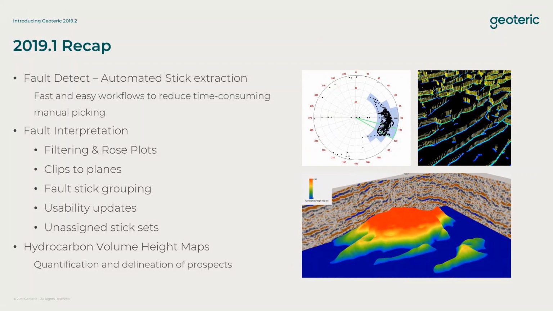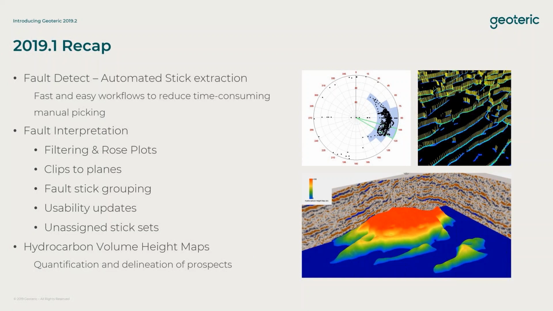So, Geoteric 2019.1 brought a large change to the Geoteric lineup, with a new interface and a variety of new features. The first thing that was brought in was the ability to use a fault detect volume to automatically extract fault sticks. For those of you who are familiar with Geoteric, a fault detect volume could be run on, for example, a CNY color blend generated from the fault expression tool. Then this could be used to automatically extract fault sticks to reduce the time of manual picking and to make workflows easier.